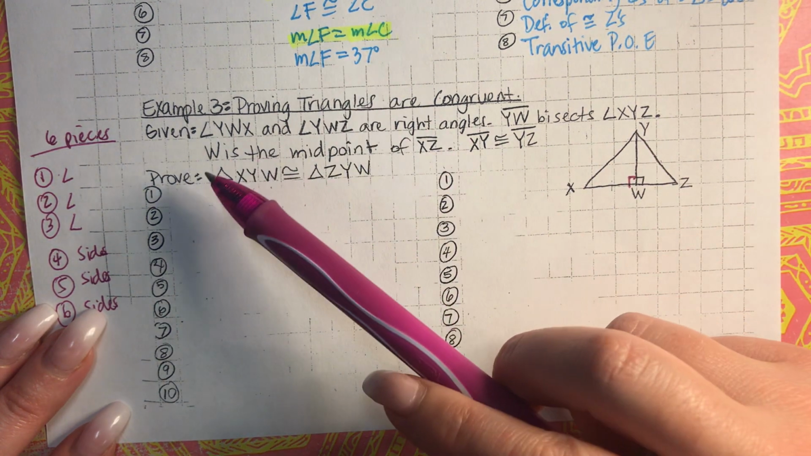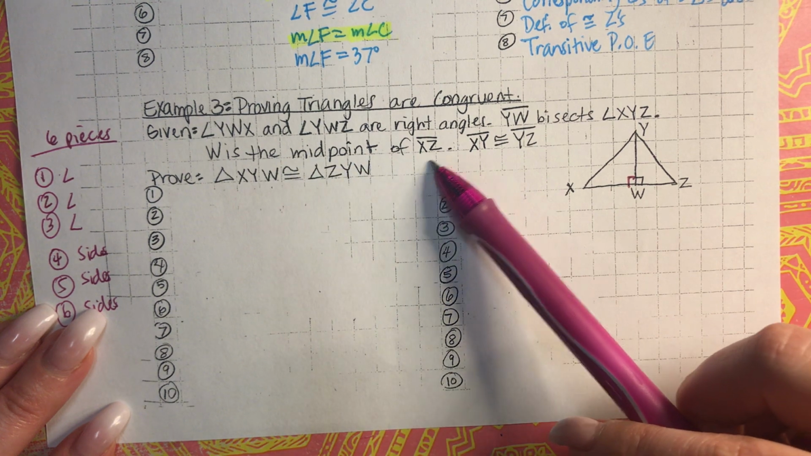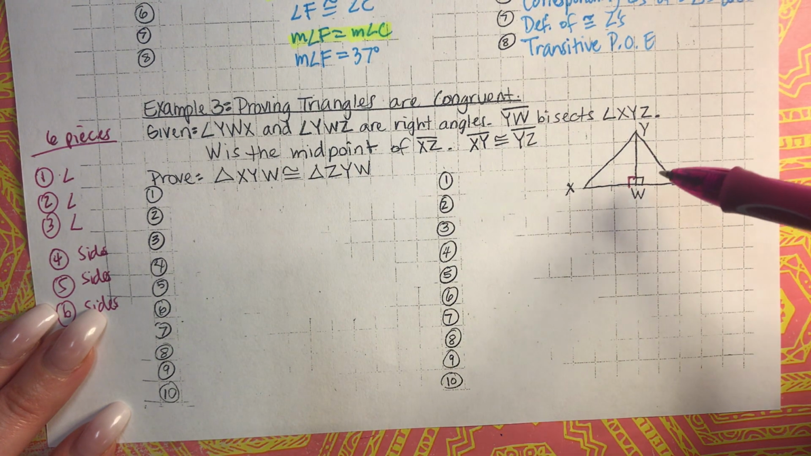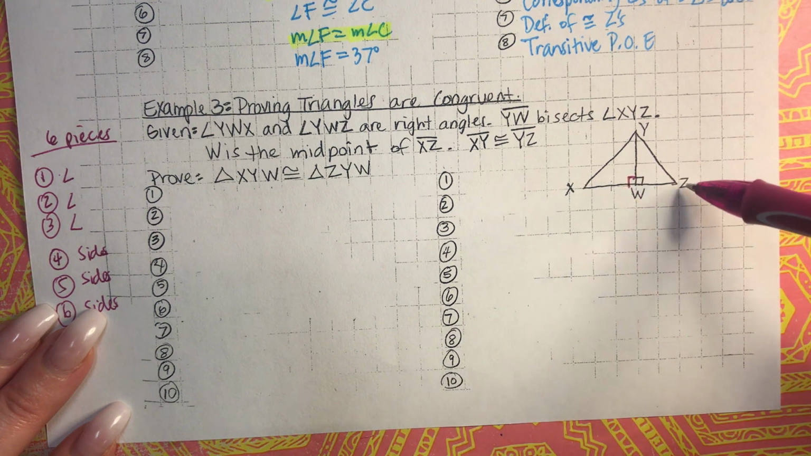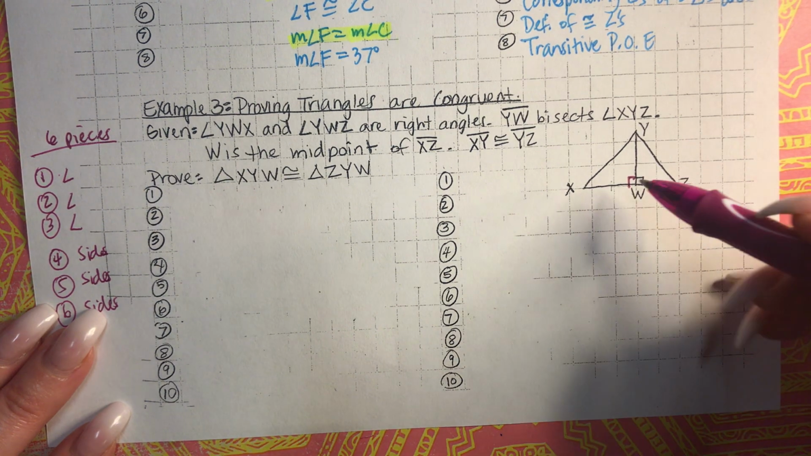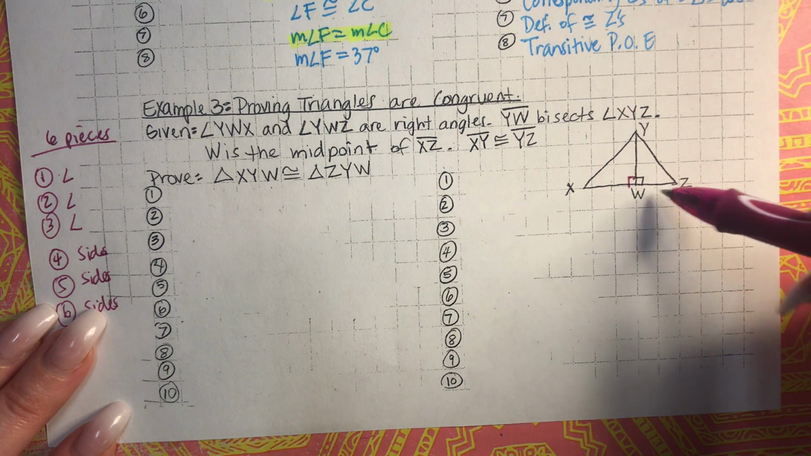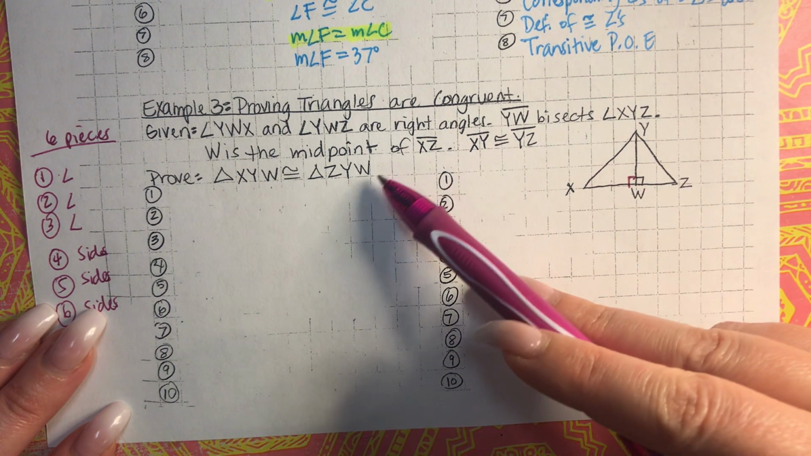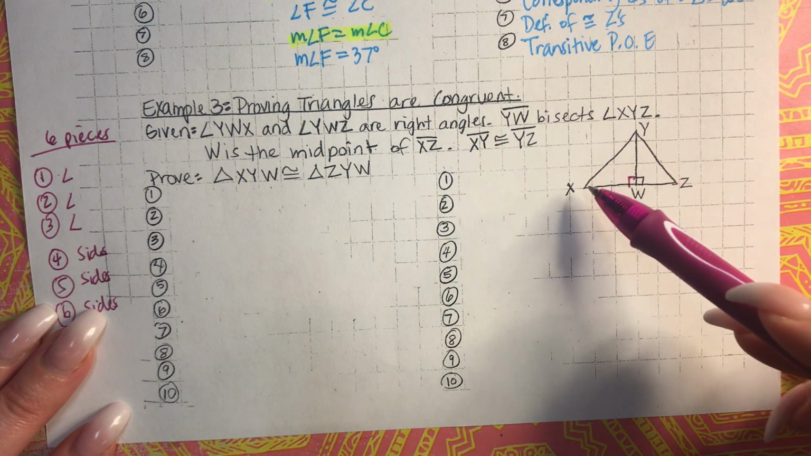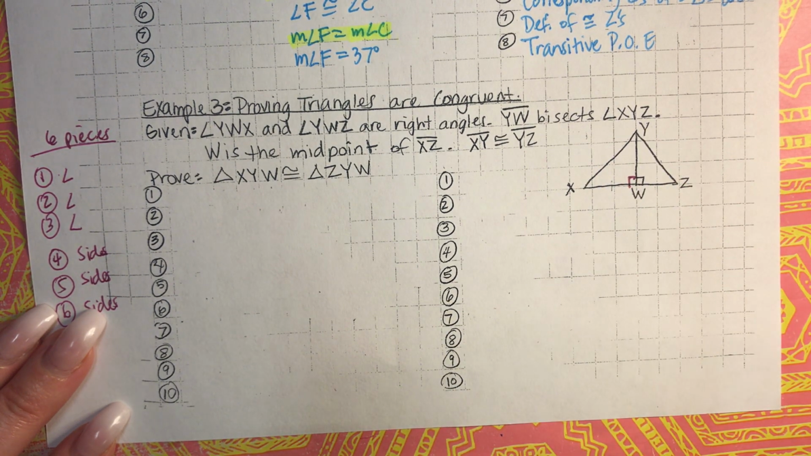What's the next part? W is the midpoint of XZ. What does that mean? What does it mean if W is the midpoint of XZ? Well, that means that these 2 sides are congruent to each other. Okay, so now we have one set of congruent sides. And lastly, it tells us that XY is congruent to YZ.